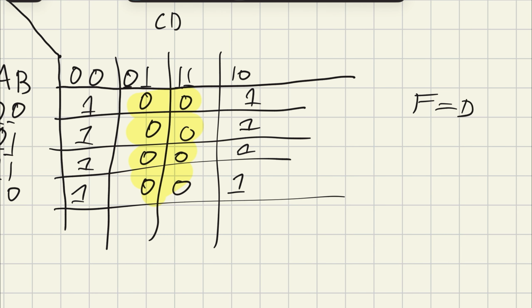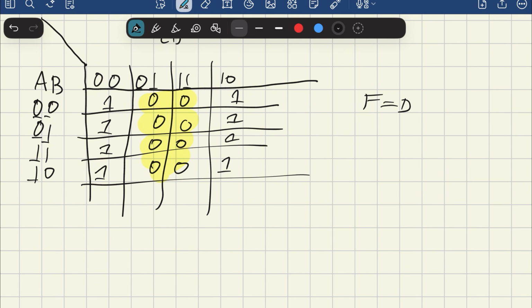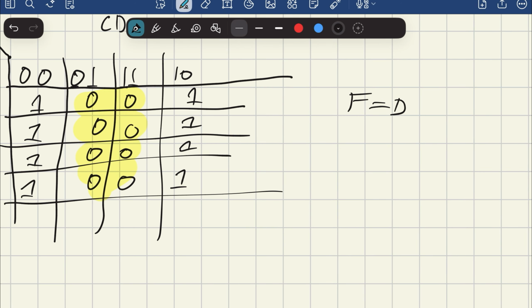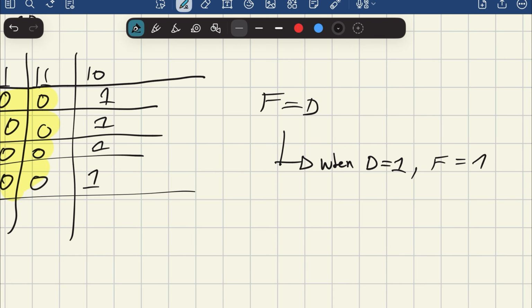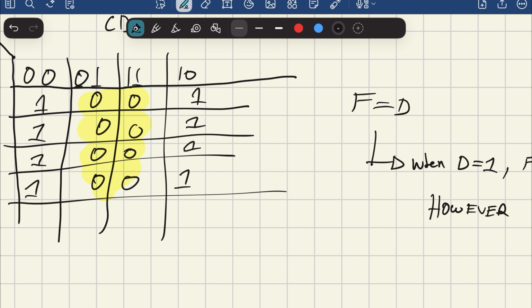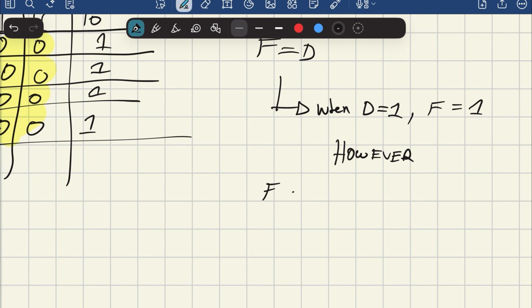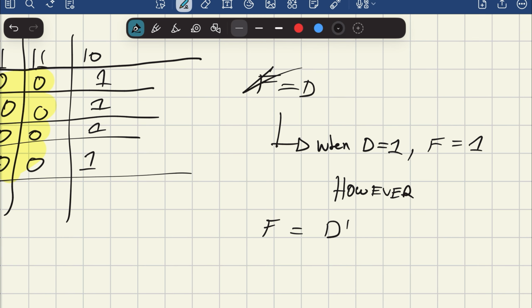F is equal to D. There's one thing special about this, however, is that if we write F is equal to D, then we can say that when D is equal to logic 1, then F must be 1. However, when we're looking at our K-map, D equals 1 is a logic 0. We see that in our K-map. The function is 0. Those are the max terms, not the min terms. Therefore, we know that D must be the opposite of what we actually need. So F is actually equal to D prime. That's the correct answer.